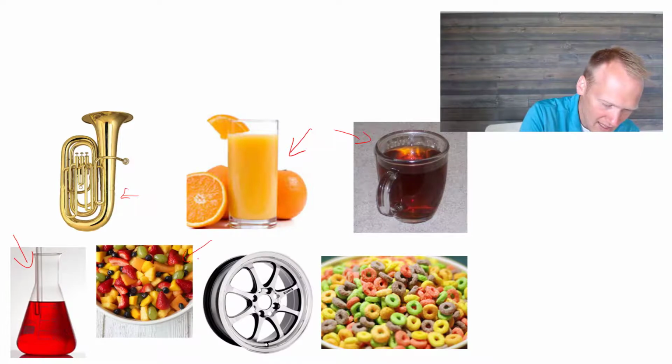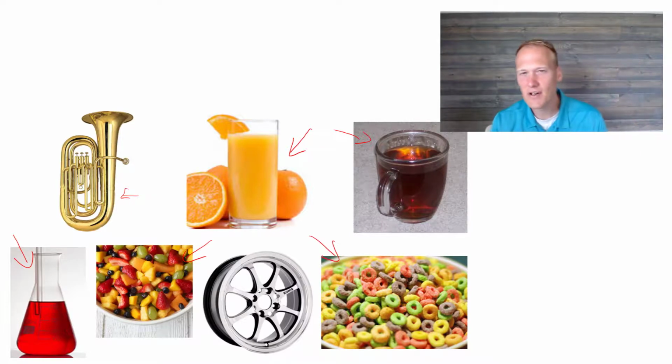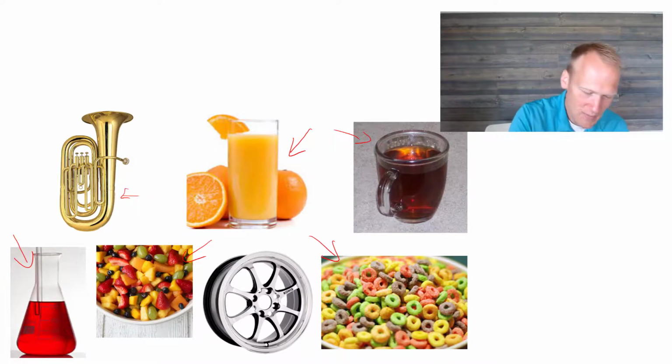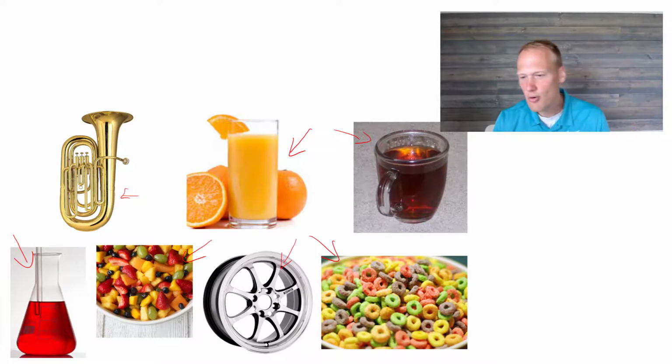We have fruit salad and Fruit Loops. Those are uneven distributions. That would be heterogeneous mixtures. And then we have this chrome rim here. That would also be an alloy, which would be a homogeneous solution.